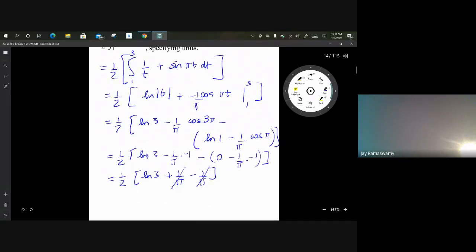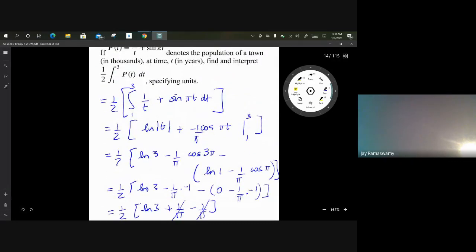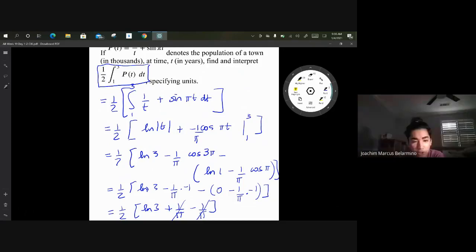Okay, the question also says interpret. So go back to the original question. What does that expression remind you of? I will give you 3 phrases. Choose wisely. Do not speak. This is important on your homework. Is that the net change in the population? Is that the average rate of change of the population? Or is that the average of the population? Average population.